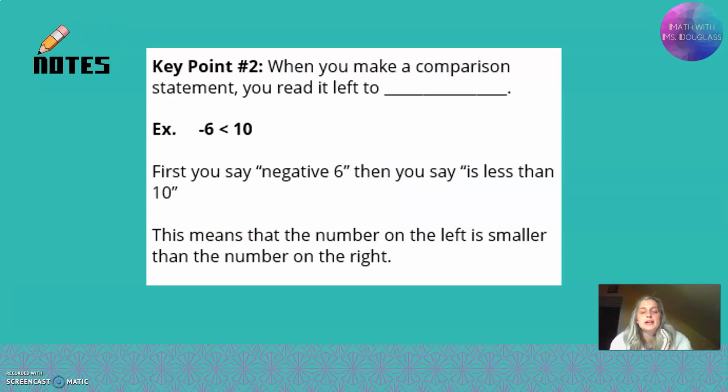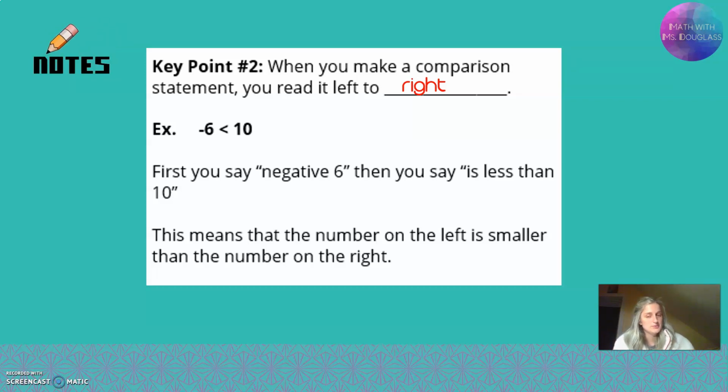Okay, when you're making a comparison statement, you read left to right, just like when you're reading a sentence. So this says -6, and then that symbol is less than 10. -6 is less than 10, so that means -6 is smaller than 10.